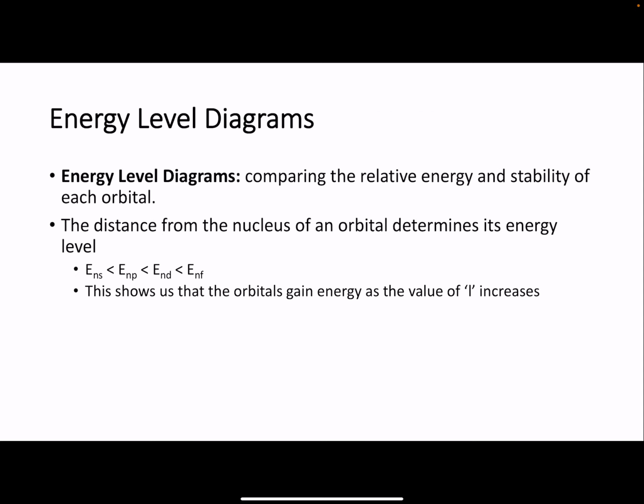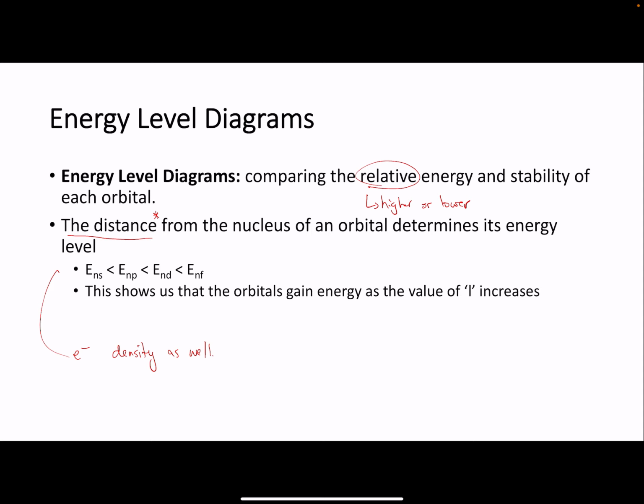So energy level diagrams compare the relative energy and stability of each orbital. Okay, so what relative means is that there is no absolute value to it. So we're just comparing something is higher or lower in this case in terms of the orbitals. So just make a note of that as we go. That's why you won't see numbers here. So one of the explanations is that the distance from the nucleus determines its energy level. I'm going to put a little asterisk here. That's partly true. There's a couple of different factors that affect that as well, such as the electron density. Okay, so we'll just put that there.